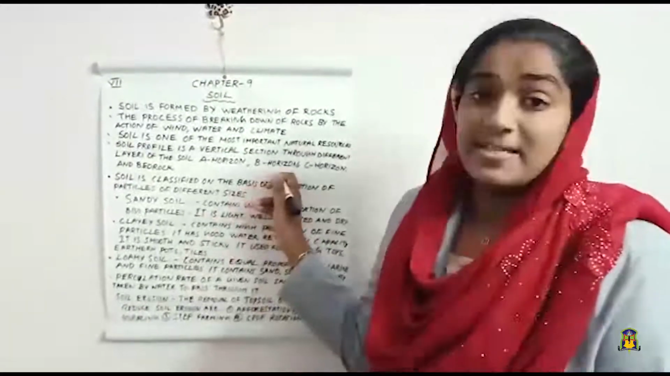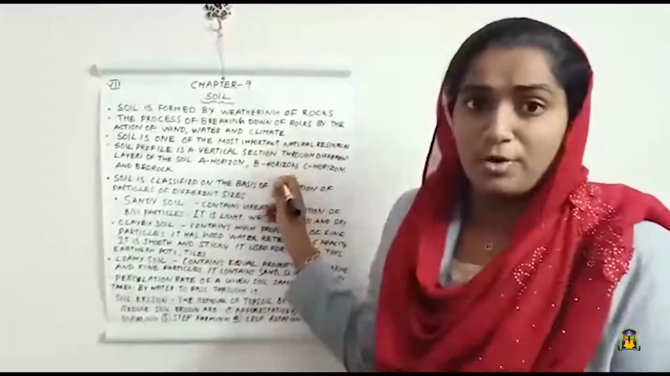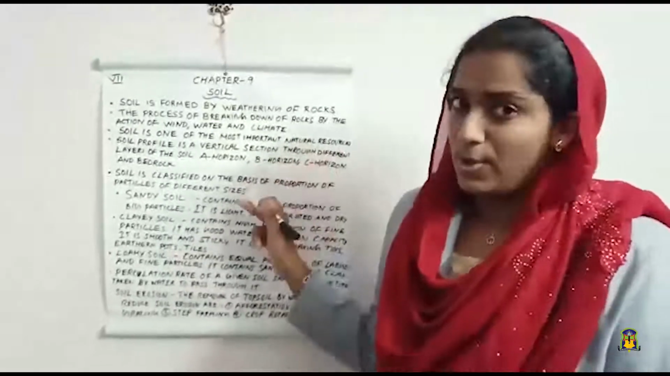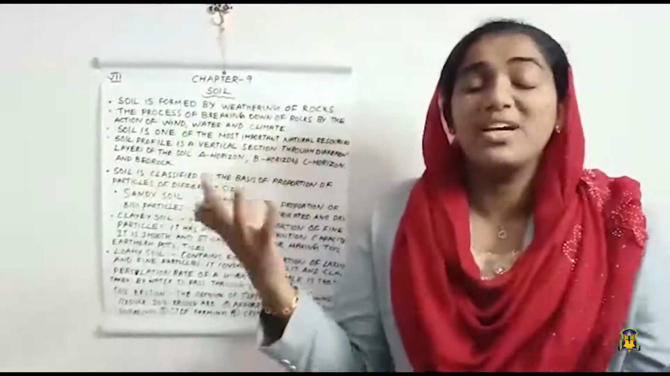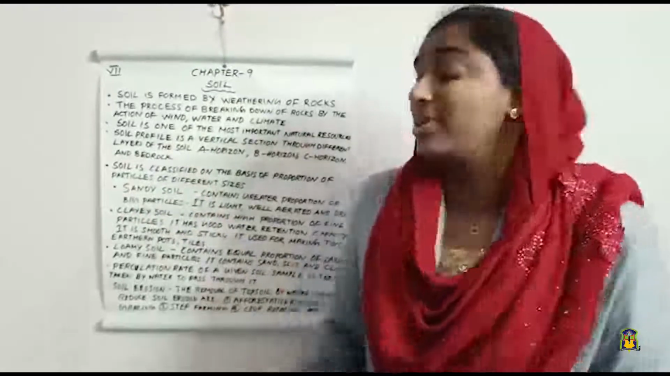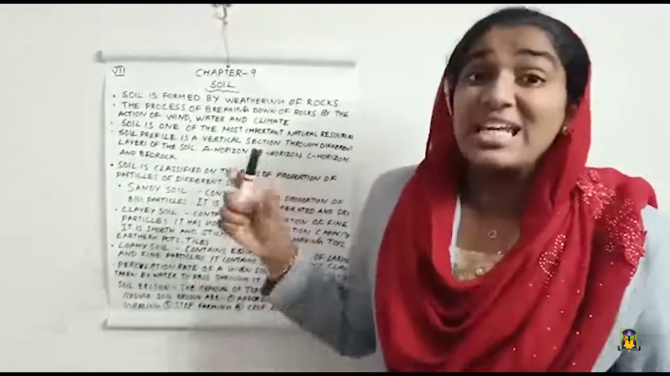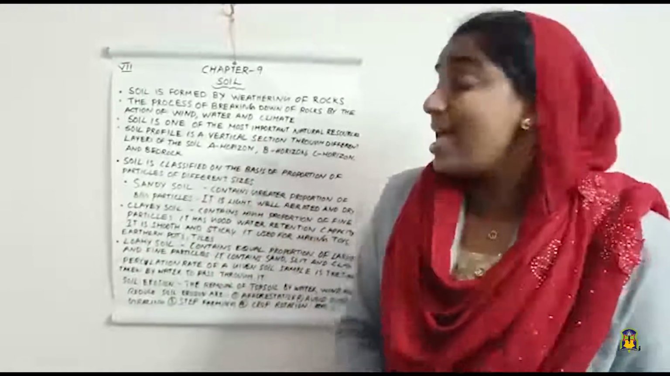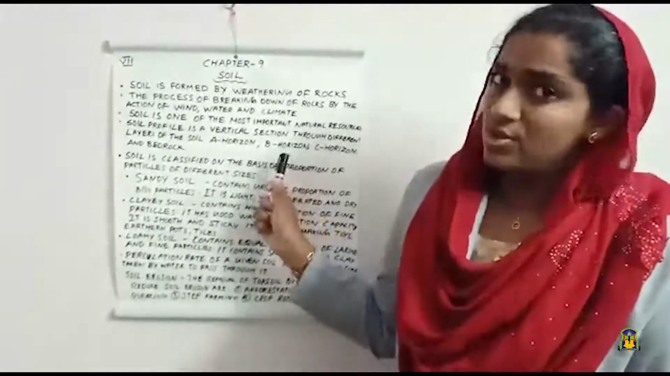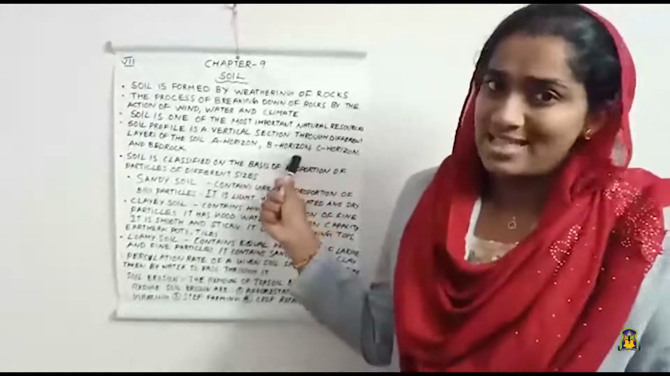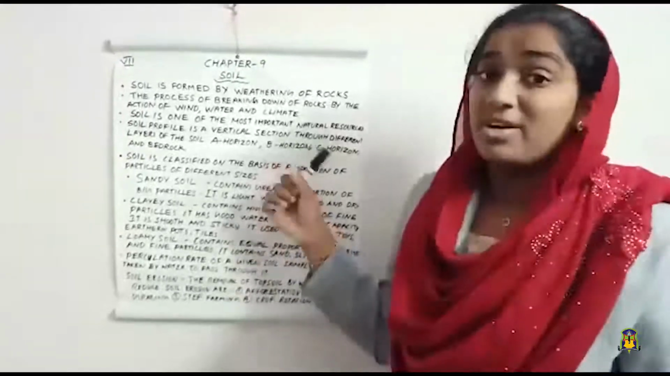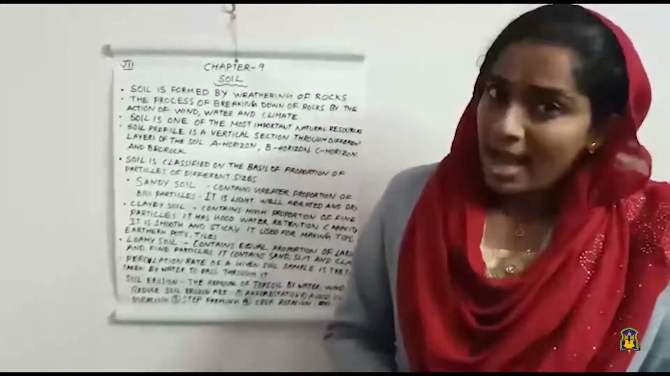The next layer is B horizon, or subsoil. We can find the big plants, the big trees and all the roots in this subsoil or B horizon. B horizon is very rich in minerals and nutrients, and water content is also there. Humus content is less but water content is high.